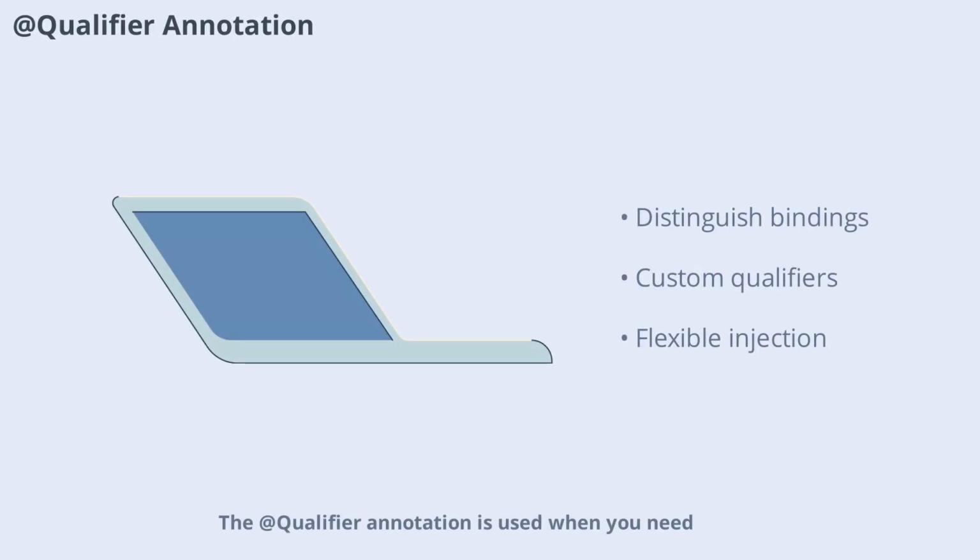The @Qualifier annotation is used when you need multiple instances of a class with different implementations. Qualifiers help Hilt distinguish between bindings that have the same type but different behaviors. By creating custom qualifier annotations, you can specify which implementation to inject, making your code more flexible and adaptable.